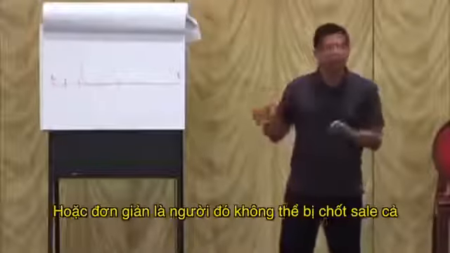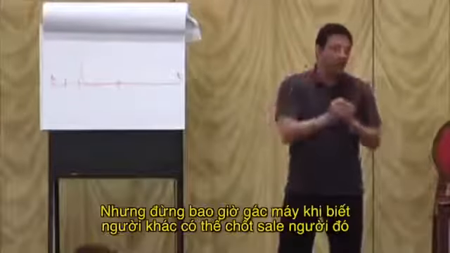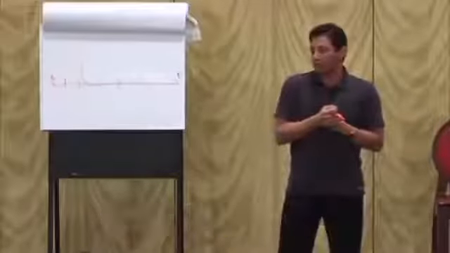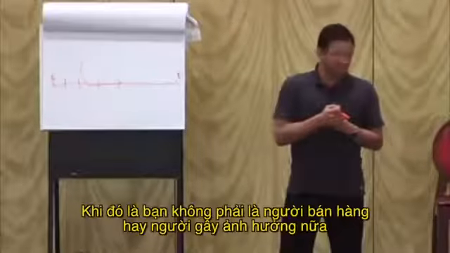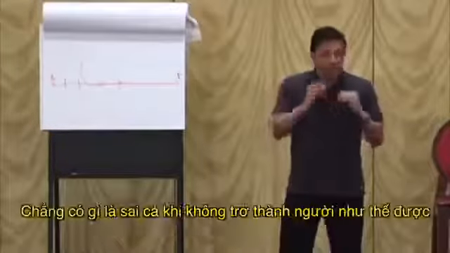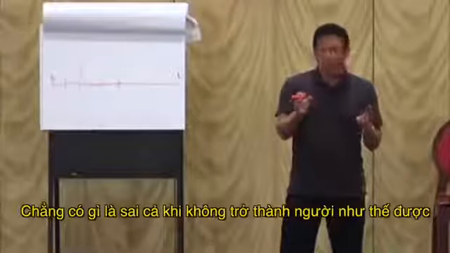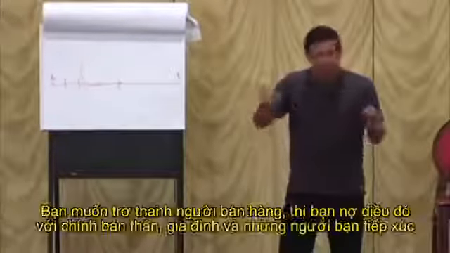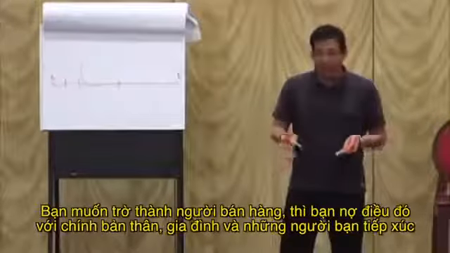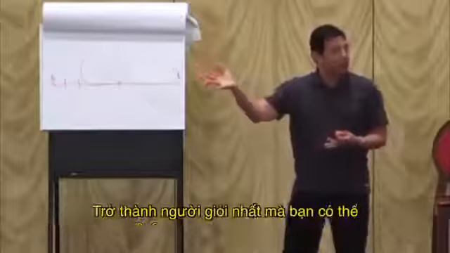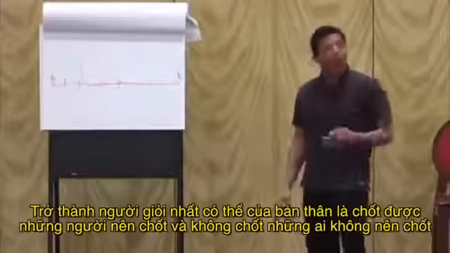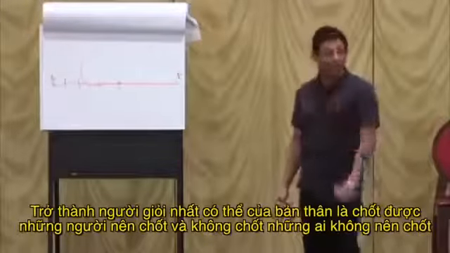Or they're one of those people who are simply not closable. But don't you dare, in your heart, get off the phone knowing that someone else could have closed them. Then you're not a salesperson, you're not an influencer. Then you're a second rater, and you should get a different job. Choose a new profession. There's nothing wrong, by the way, with not being that person. But if you really want to be a salesperson, you owe it to yourself, your family, and the people that you interact with, not to waste their time, but to be the best that you can be. And the best that you can be is you're going to close everybody who should be closed, and no one that shouldn't be closed.